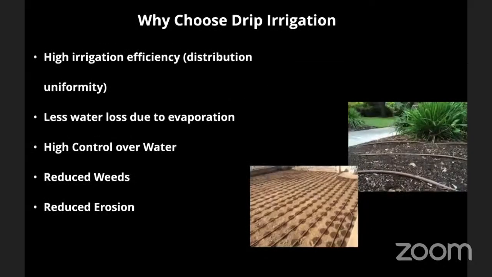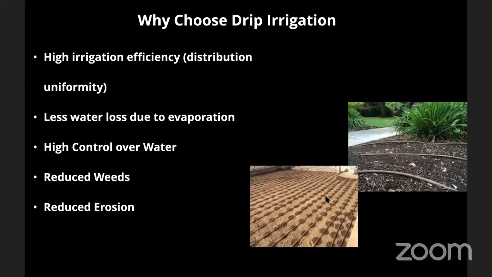And why choose drip irrigation? Why is this appealing to people? Why do we hear so much about it these days? High irrigation efficiency is one of the main reasons. And that's also a term, we're not going to get super into it today, but you might hear the term distribution uniformity. And that means over an area of irrigated garden, property, landscape, whatever it is, when that irrigation system turns on, how even is the distribution of that water when it actually soaks into the soil?